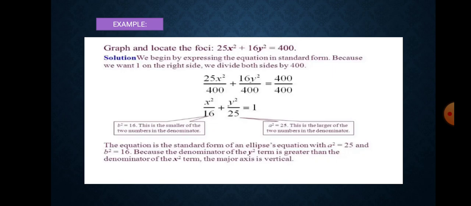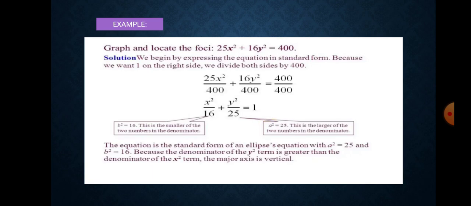Example: graph and locate the foci of 25x squared plus 16y squared equals 400. Solution: we begin by expressing the equation in standard form, because we want 1 on the right side. We divide both sides by 400. Then b squared equals 16, the smaller of the two numbers in the denominator. Then a squared equals 25, the larger of the two numbers in the denominator.